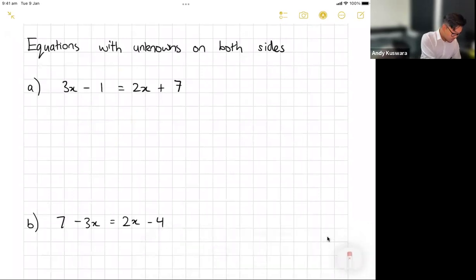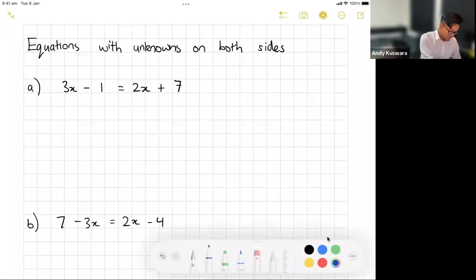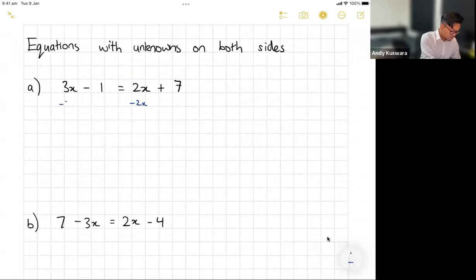I'm going to minus 2x to both sides. And let's line up our equal signs, and let's just do this. So let's take a look. 3x take away 2x, now I'm just left with 1 lot of x. Now that minus 1 kind of follows through because I haven't touched that yet. 2x minus 2x should be 0. And then I'm left with this plus 7.